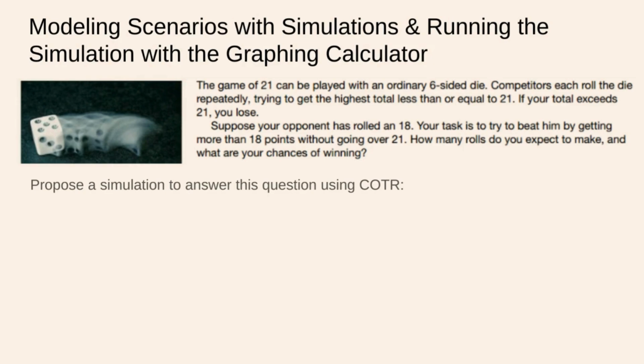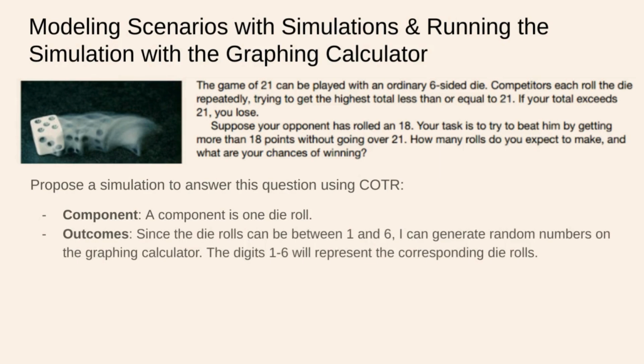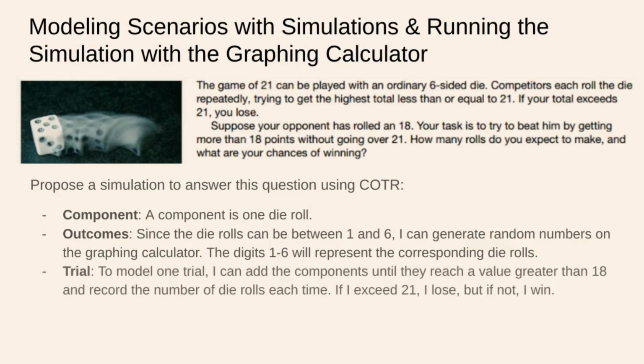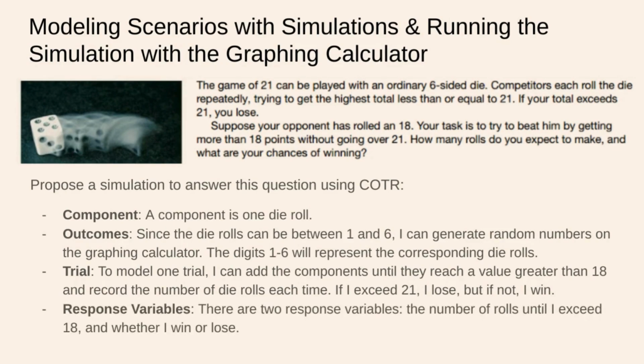Okay, I'll assume we're ready to continue. Here we go. The component is one die roll. That's the process we'll be repeating. The outcomes, since the die rolls can be between 1 and 6, I can generate random numbers on the graphing calculator. 1 through 6 are going to represent corresponding die rolls. Simple enough. For a trial, I can add the components until they reach a value greater than 18 and record the number of die rolls each time. If I exceed 21, I lose, but if not, I win. The response variables. There are actually two here. The number of rolls until I exceed 18 and whether I win or lose.